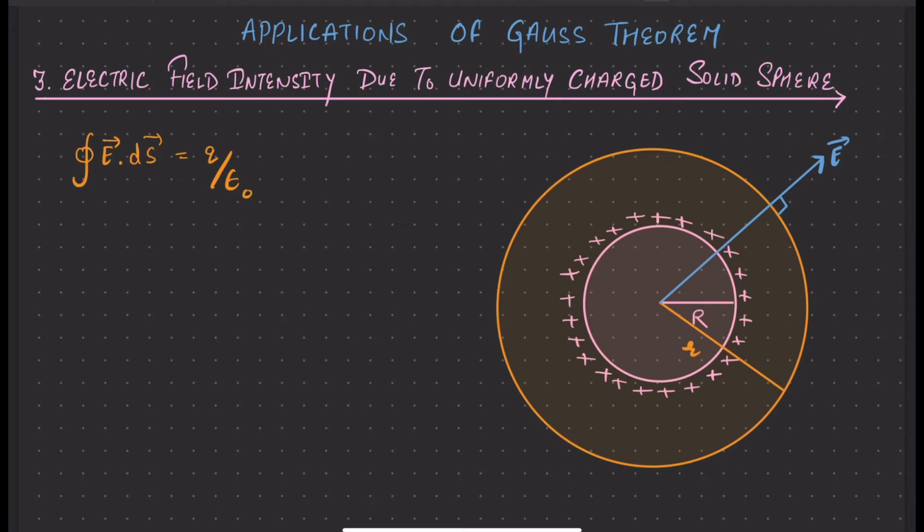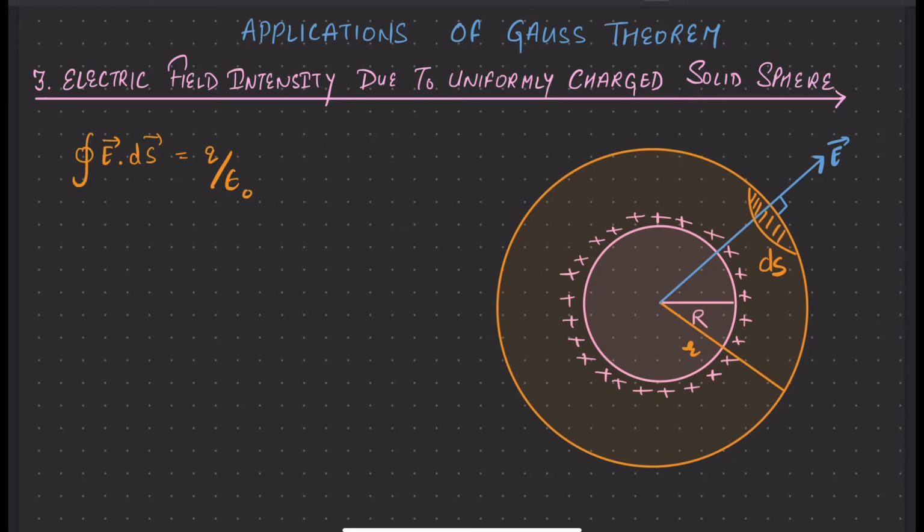Now I need to divide my Gaussian sphere into an infinite number of small equal surfaces. So let us consider a small portion ds of the Gaussian surface. And this Gaussian surface is divided into infinite number of small portions.